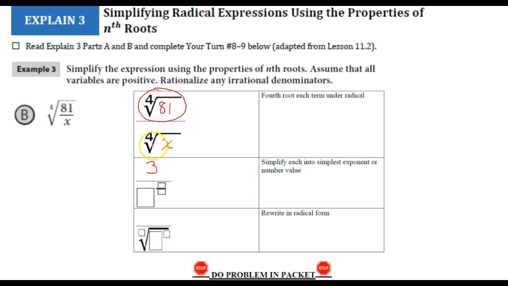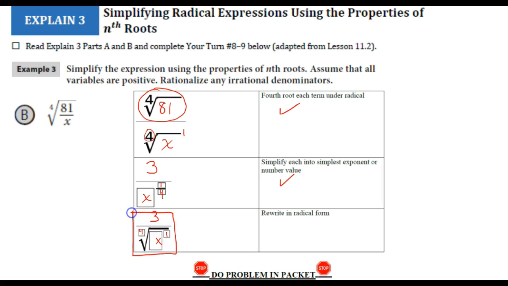Now for the denominator's part, again, this is my outside, the radical, so I'll put that on the bottom. Since there's no exponent here, that's a 1, 1/4. And just as it says here, to simplify, we did that, we did this, and we rewrite in radical form. So 3 and the fourth root of x over 1.